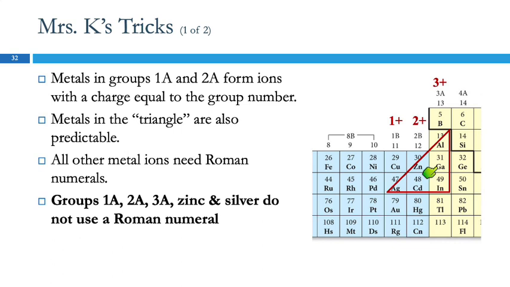The thing is, we're not going to run into these guys. The ones we're going to see are aluminum, zinc, and silver. So group 1A, 2A, 3A, zinc and silver, do not use a Roman numeral.